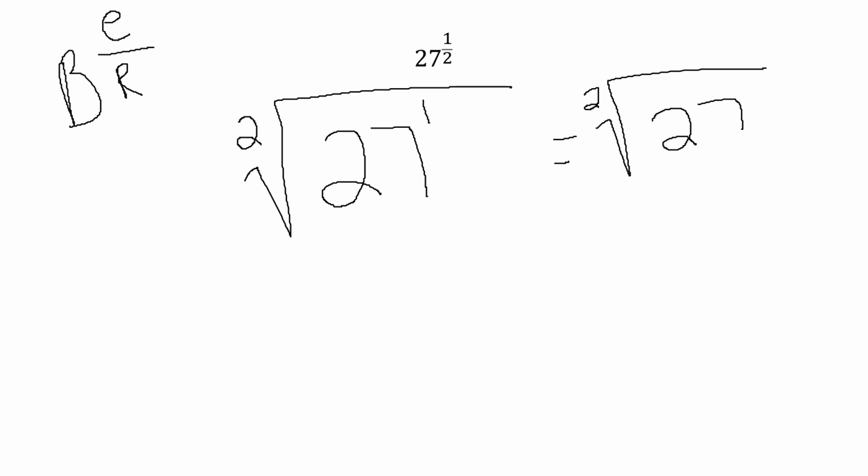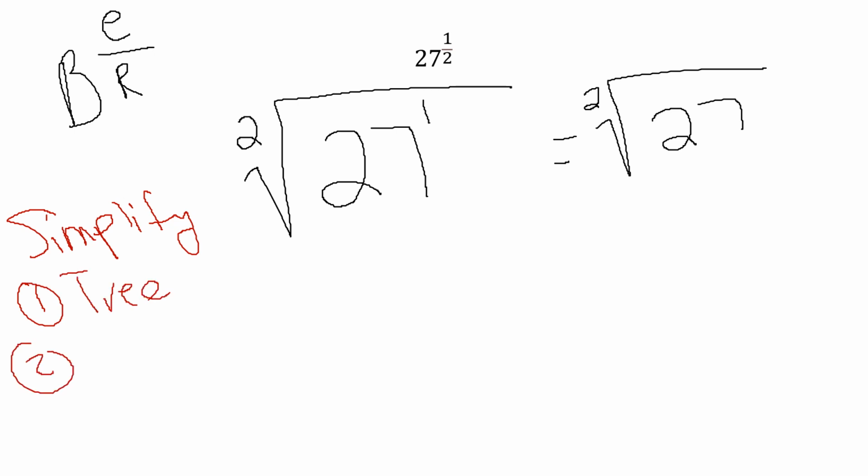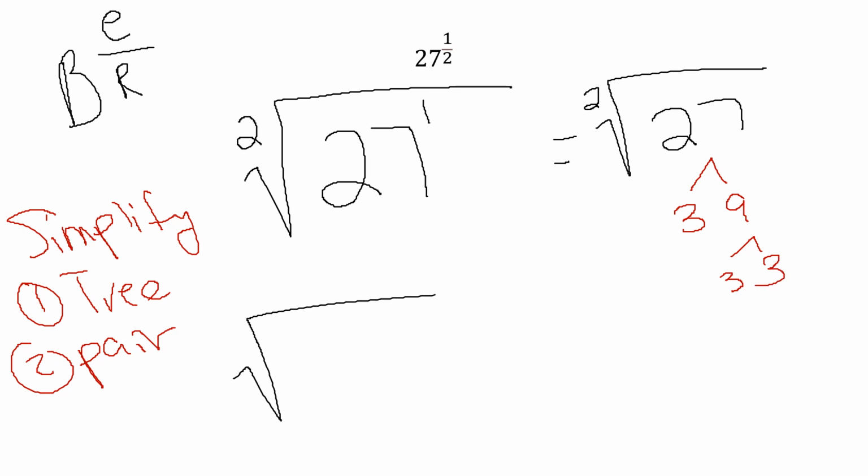So when we get to the place that there's not a simple square root, we have to reach back into how we simplify it. We have to tree it. We have to pair it. So I'm going to tree my 27 into 3 times 9, 3 times 3. The square root of 3 times 3 times 3.